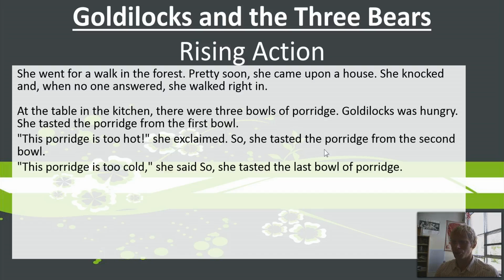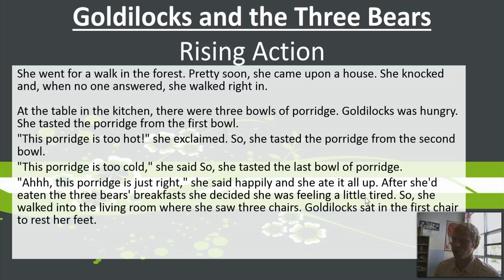This porridge is too cold, she said, which could not be the case. The porridge can't be that hot and that cold if it was served at the same time out of the same pot, which we assume it is because there's no text evidence to say it came out of a different pot. The porridge is not that crazy. Goldilocks is making this up in her head. The porridge is probably one even temperature the whole time through. She just wants to ruin things, so she's making excuses to make herself feel okay about backwashing in other people's porridge. So she tasted the last bowl of porridge. This porridge is just right, she said happily, and she ate it all up. Great. So after she ruins 2 bowls of porridge, she just eats the third one.